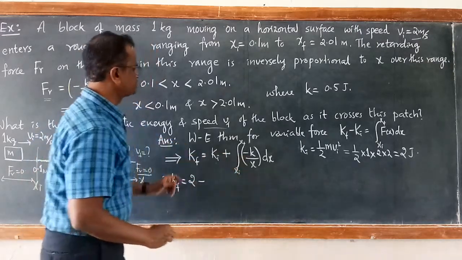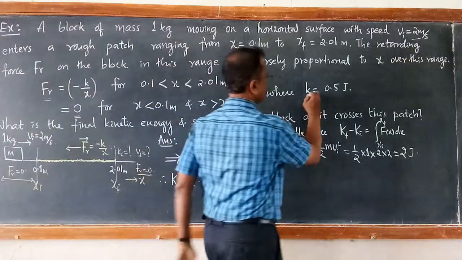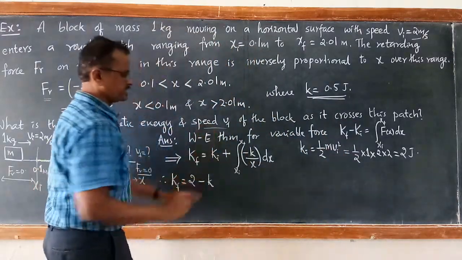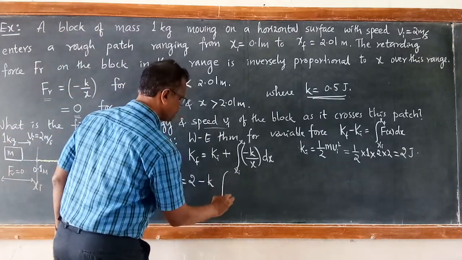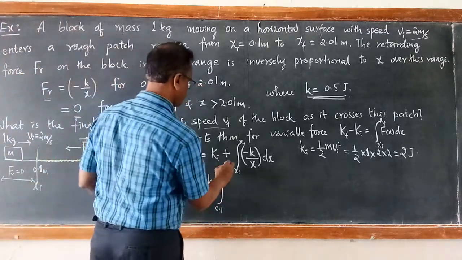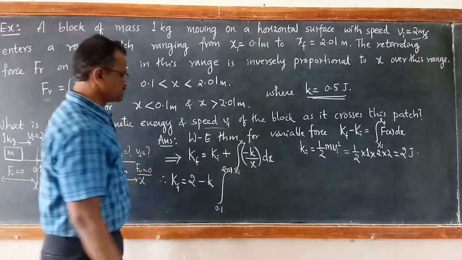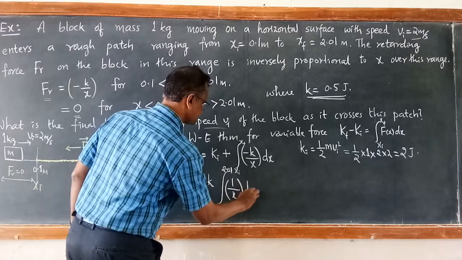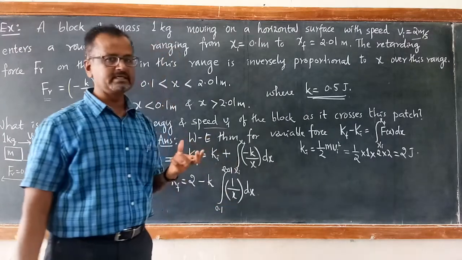What is the value of k? The k value is given here. K value is 0.5. Minus k I have kept outside. Integration from xi, which is 0.1, to xf, which is 2.01. This is called the lower limit, this is called the upper limit. Now we have to carry out the integration of 1 by x dx.